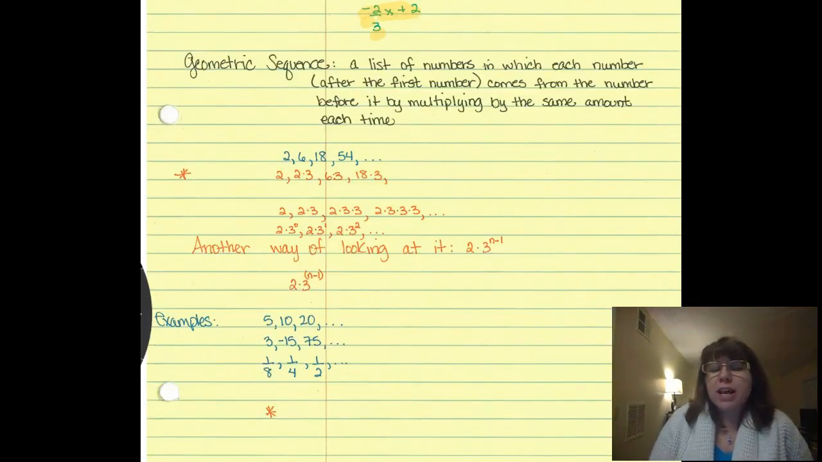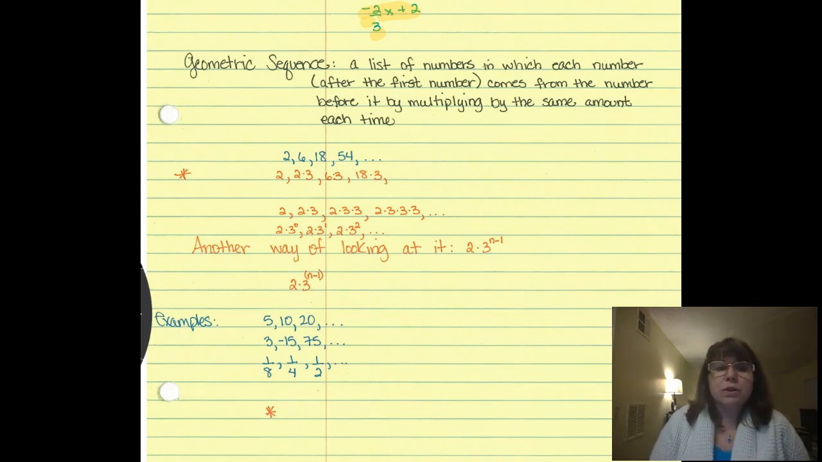The last thing I want to chat about very quickly is geometric sequence. What a geometric sequence is, you get a list of numbers, and then after the first number, the following numbers come from multiplying it by the same amount each time. So, for example, if I give you 2, 6, 18, 54, each time I multiplied the next number by 3.